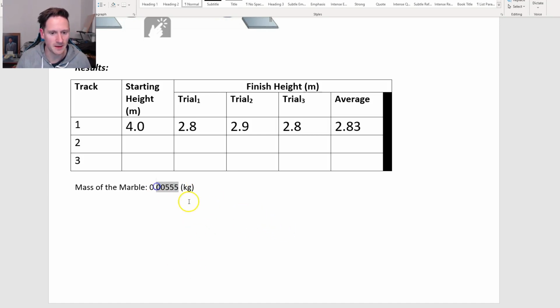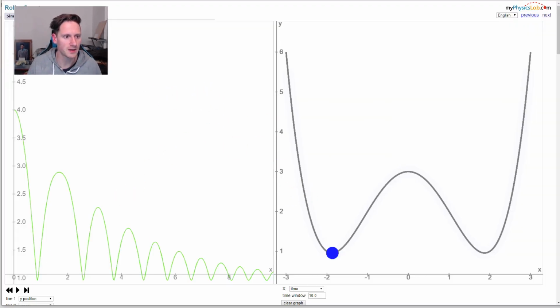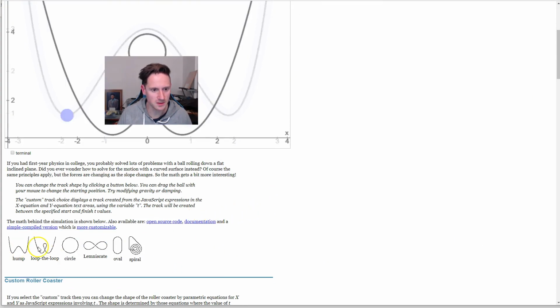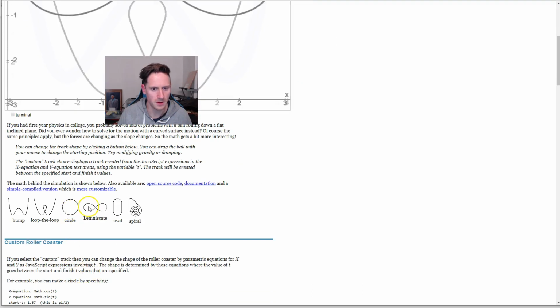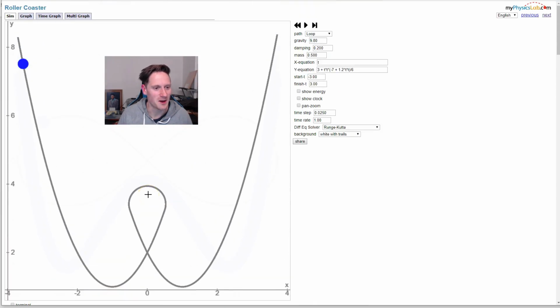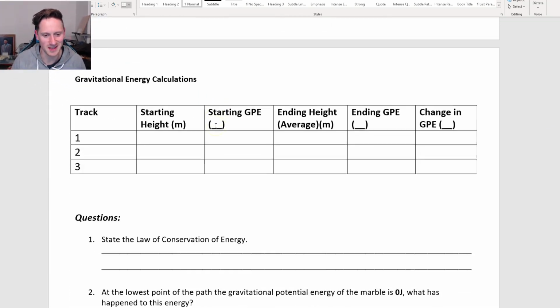Kilograms. So that's going to come into play a little bit later. Now I guess I could keep going and collecting data, which I need to be doing. So you've got 3 different tracks. Now with your simulation, you can go back to the sim and change the tracks. So there are different ones, like loop the loop. That is impossible. I guess we're doing the loop the loop. So we could do that in order to collect more data. I won't do that, to keep the video as short as it needs to be.